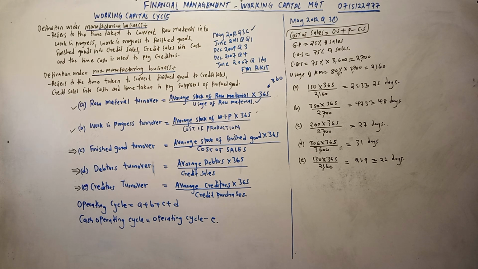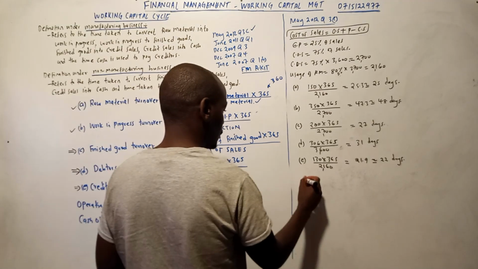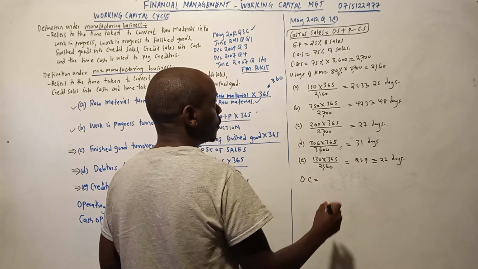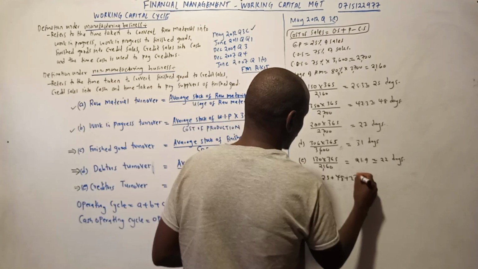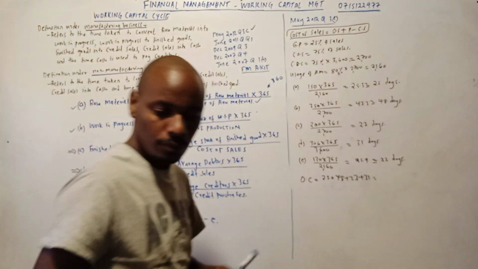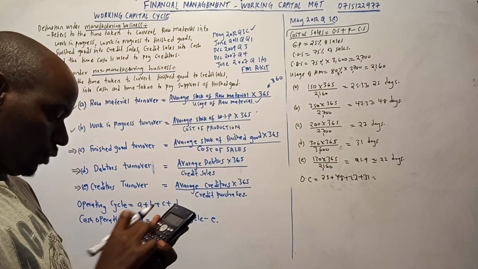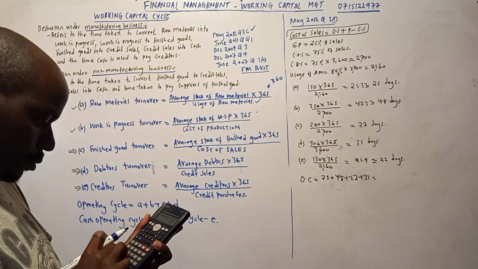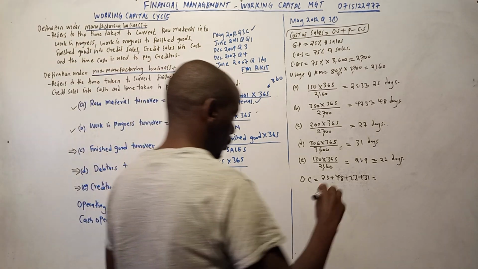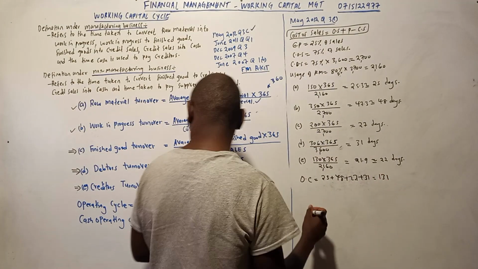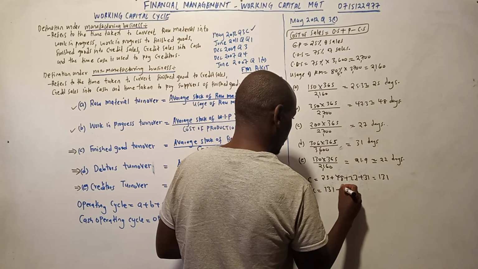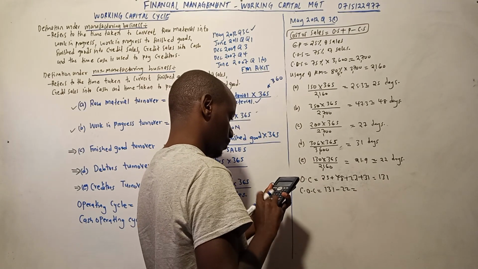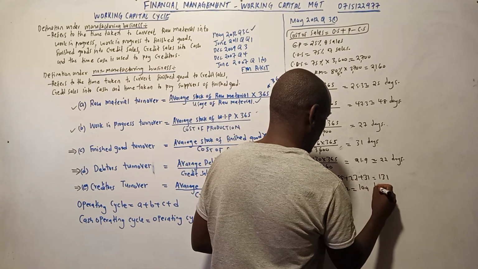So you can find the operating cycle now. The operating cycle is how much? 25 plus 48 plus 27 plus 31, which is 131. Then we have the cash operating cycle, 131 minus 22, which is 109 days.